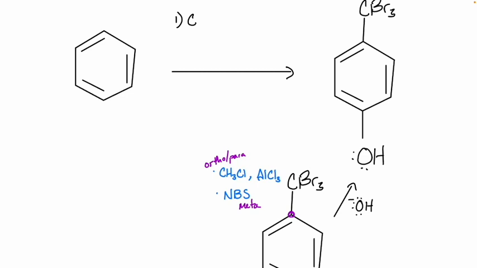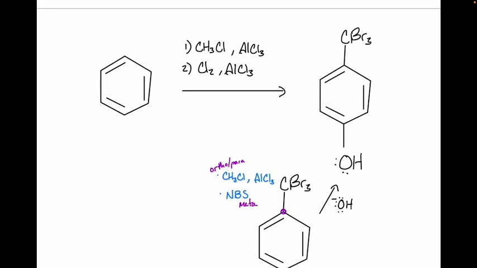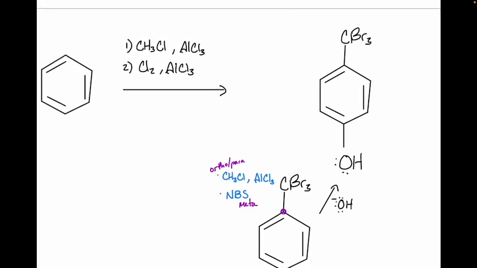You could first do the CH3Cl, AlCl3, and then do the chlorine. Or you could switch those up. Have the chloro come first, and then the methyl group. All right, and I'm not trying to be too crazy, so I would accept either of these.